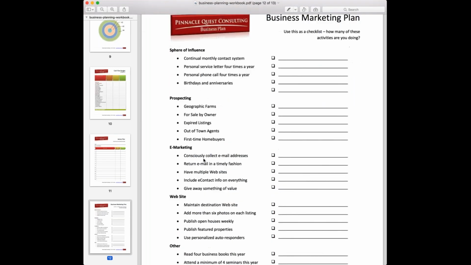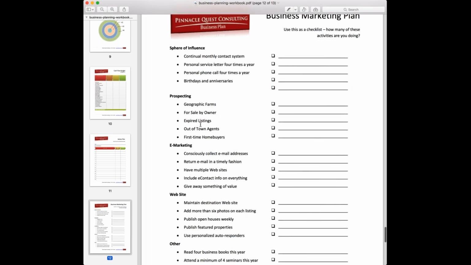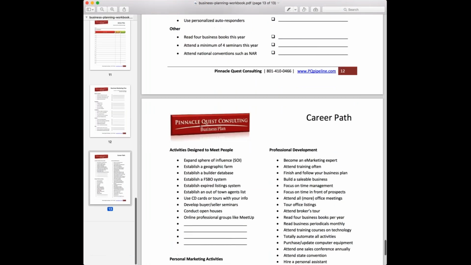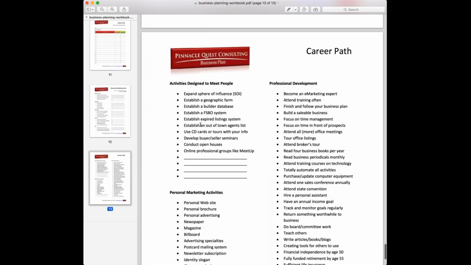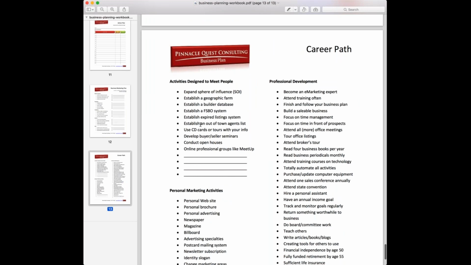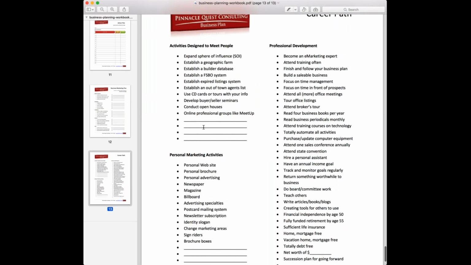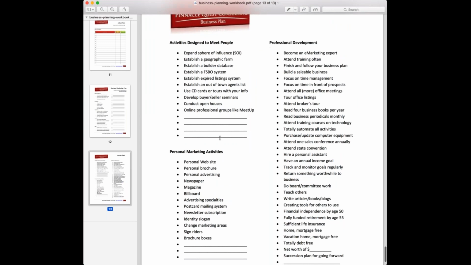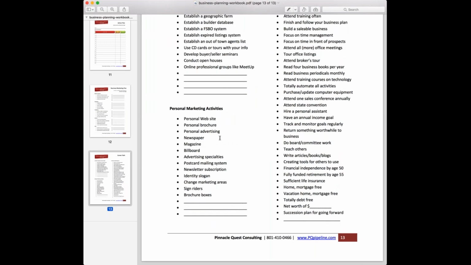Okay. Now you've got your business marketing plan. And the only thing I like about this one is that it gives you different ideas of what to do. You've got your sphere of influence. There's a couple of different things here that you can do. Prospecting, e-marketing, website. So there are some things on here that could give you some ideas. Career path, activities designed to meet people, personal marketing activities, professional development. So there's some value in this business plan. But for, I think, 99.9% of us, I'll go ahead and lower those hands. Thanks, you guys.